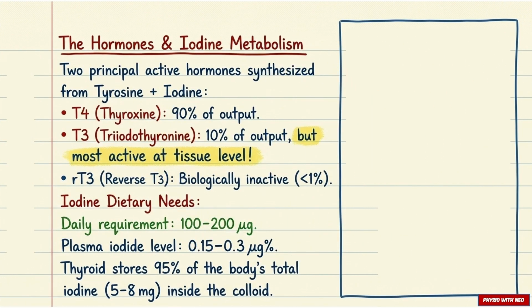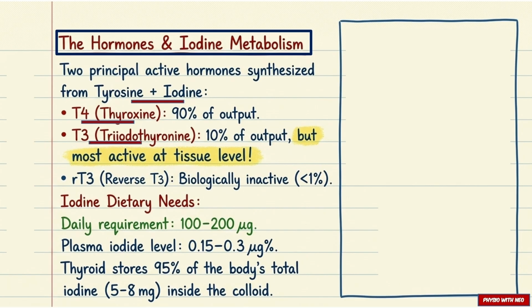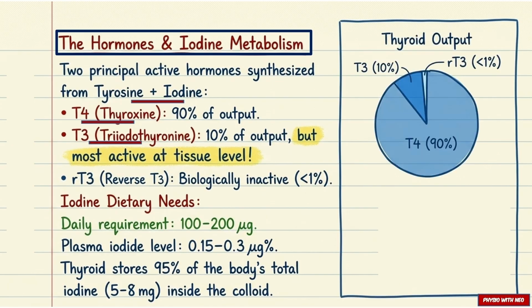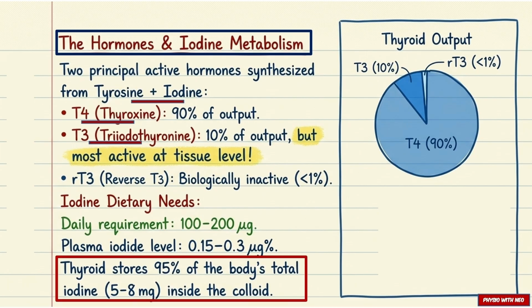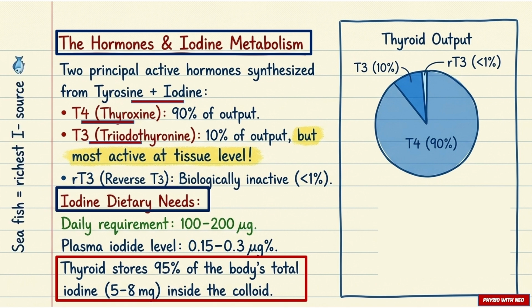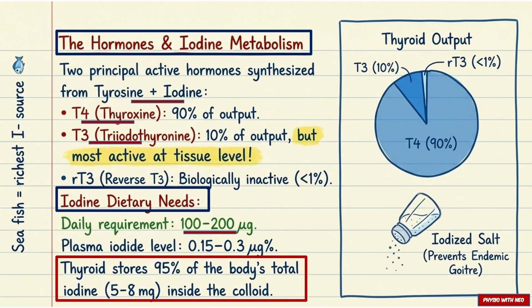Now comes the foundation of the chapter, that is iodine. Iodine along with tyrosine is essential for thyroid hormone synthesis. It comes in two forms, T4 that is thyroxine 90% and T3 that is triiodothyronine 10%, and RT3 that is reverse T3 is present in less than 1%. This can be represented with the help of this pie chart. It is interesting to note that most of the body's iodine is stored in the thyroid gland. Sea fish is the richest iodine source. The daily iodine need is about 100 to 200 microgram, which can be easily taken care of by iodized salt.